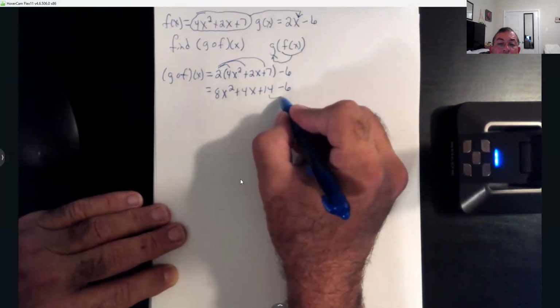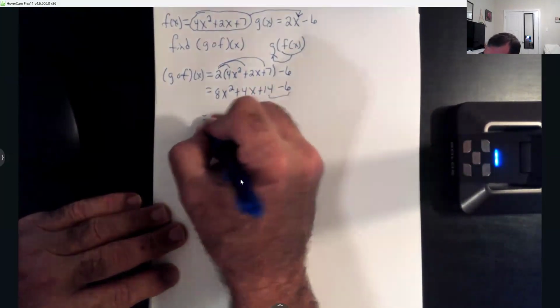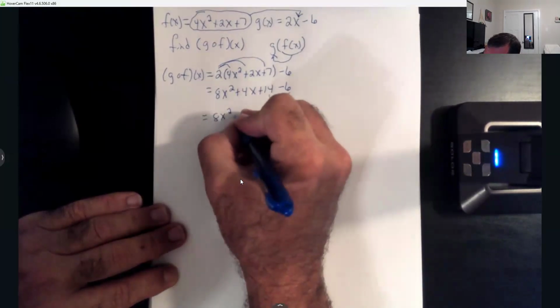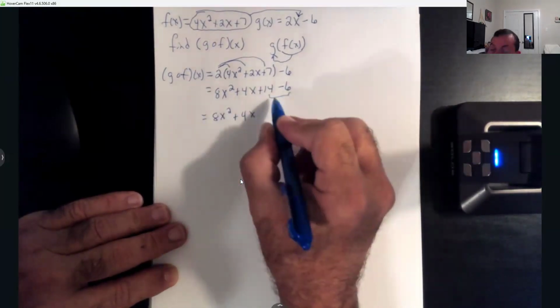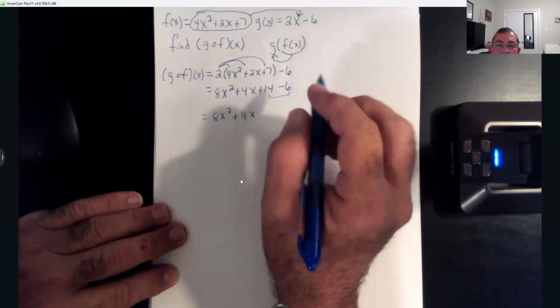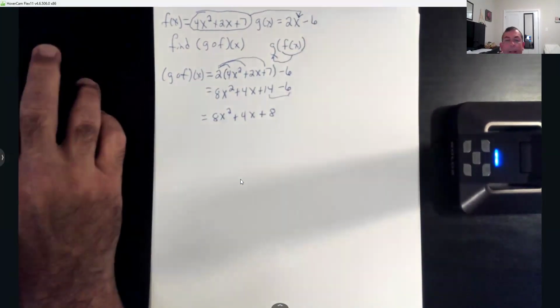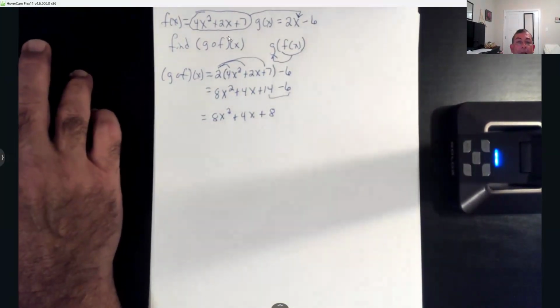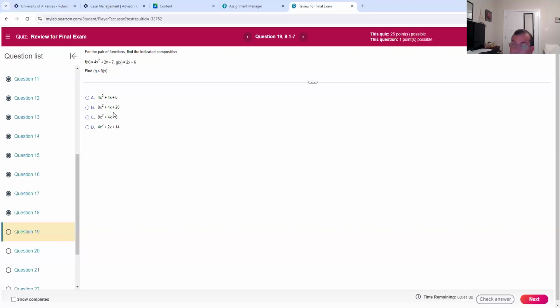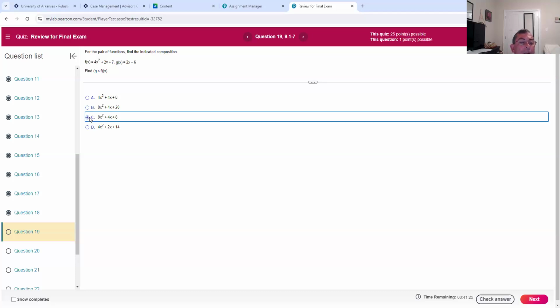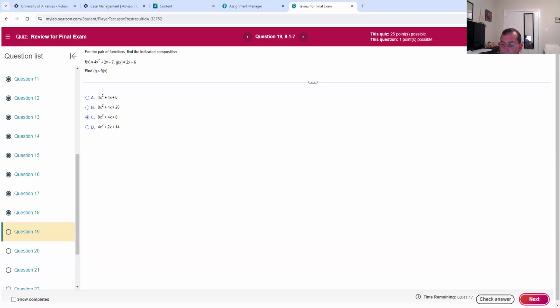And y'all look, the only like terms I got are the numbers. So I got 8x squared plus 4x. And let's see, 14 minus 6 is what, a positive 8. All right, so you would go look for that answer. 8x squared, 4x, and an 8. So I would go with C. Okay. All right, moving on.